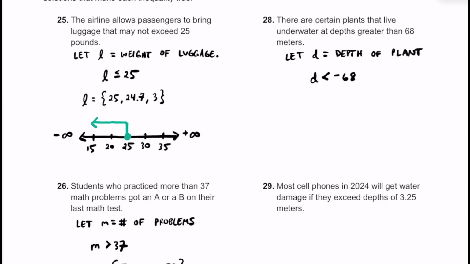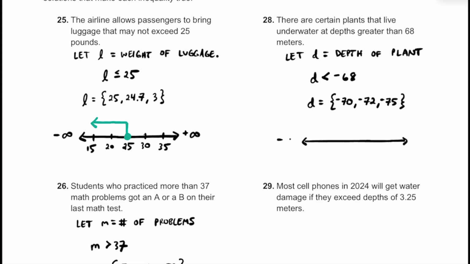So what are some possible numbers here to make this more clear? So again, 68 meters underwater is represented by negative 68. So what's deeper than that? Something deeper than that would be negative 70. It would be something like negative 72 or something like negative 75, right? These are all depths that are greater than 68 meters underwater, or negative 68. Okay, so again, we're trying to think of things that are more negative because it's deeper than that number there.